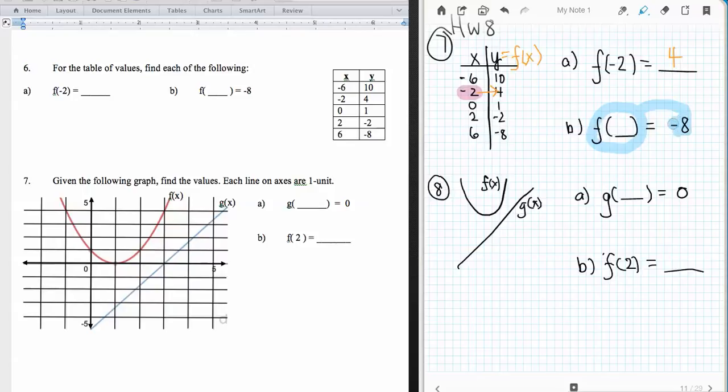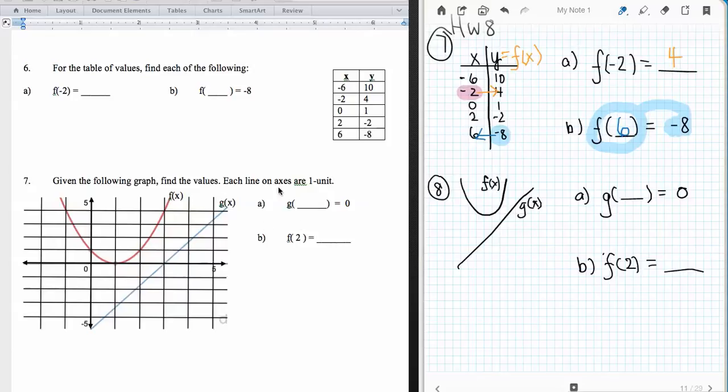And that is this value here. So I'm going to go find this -8, and then I'm going to say, okay, well, that is this value here. So the x that gives me -8 is 6. So that's how I find those.